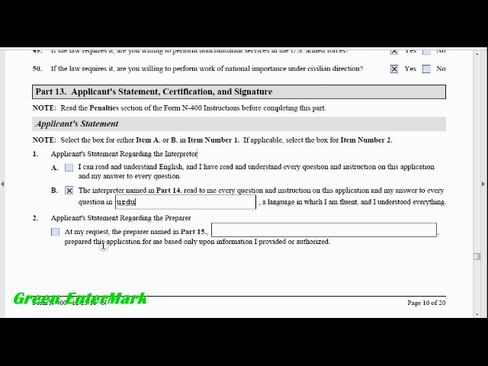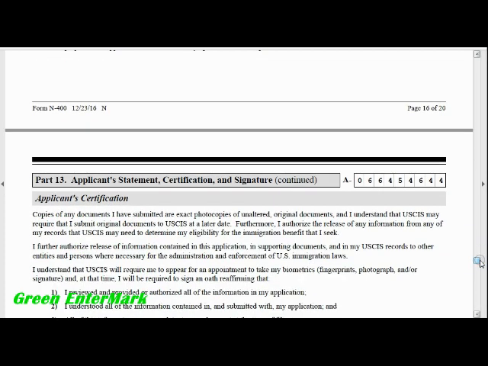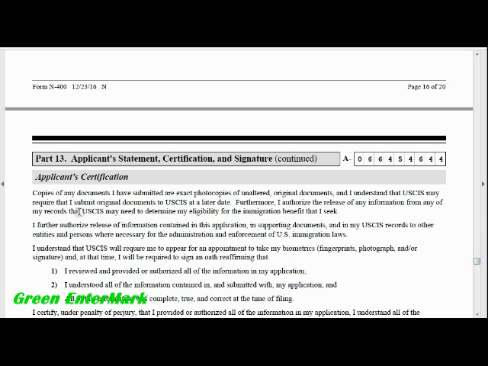Okay, applicant statement regarding the preparer. This is for if you did not fill out this application yourself and you hired the services of somebody who filled it out, so give the name of the person. Okay, now it continues with the applicant certification, copies of any document.